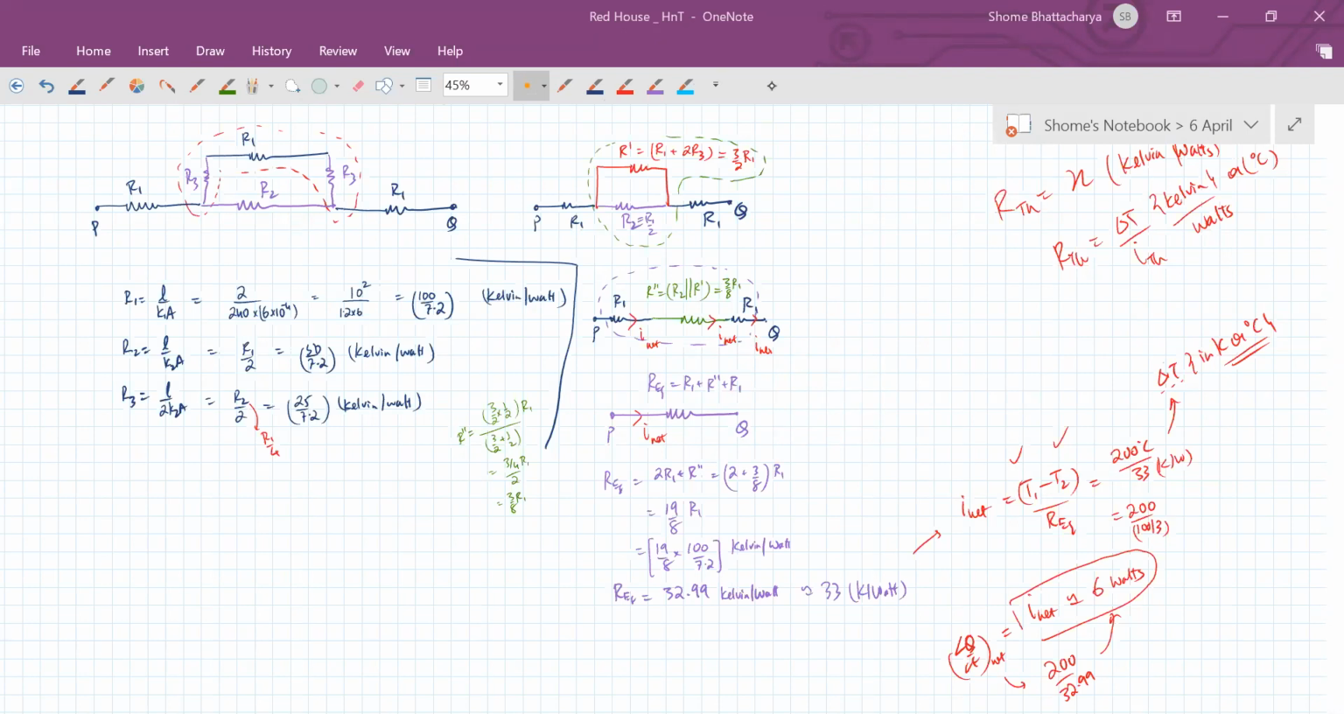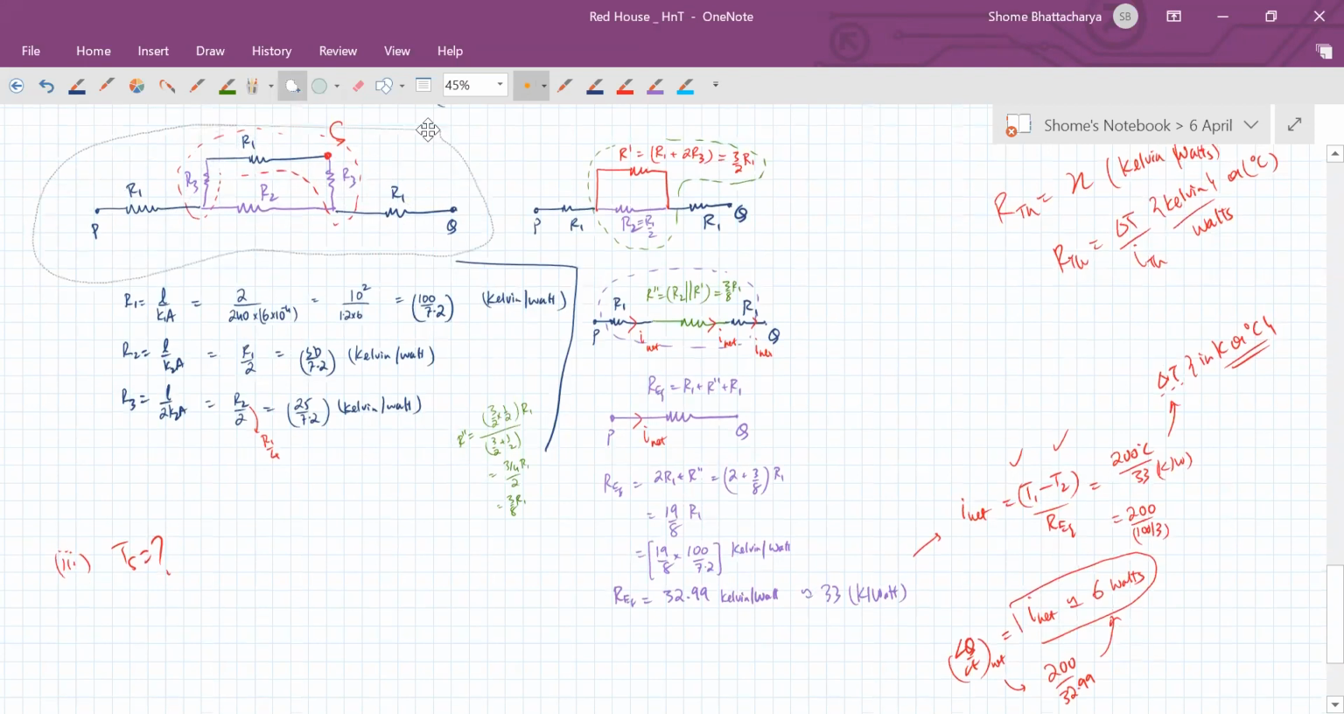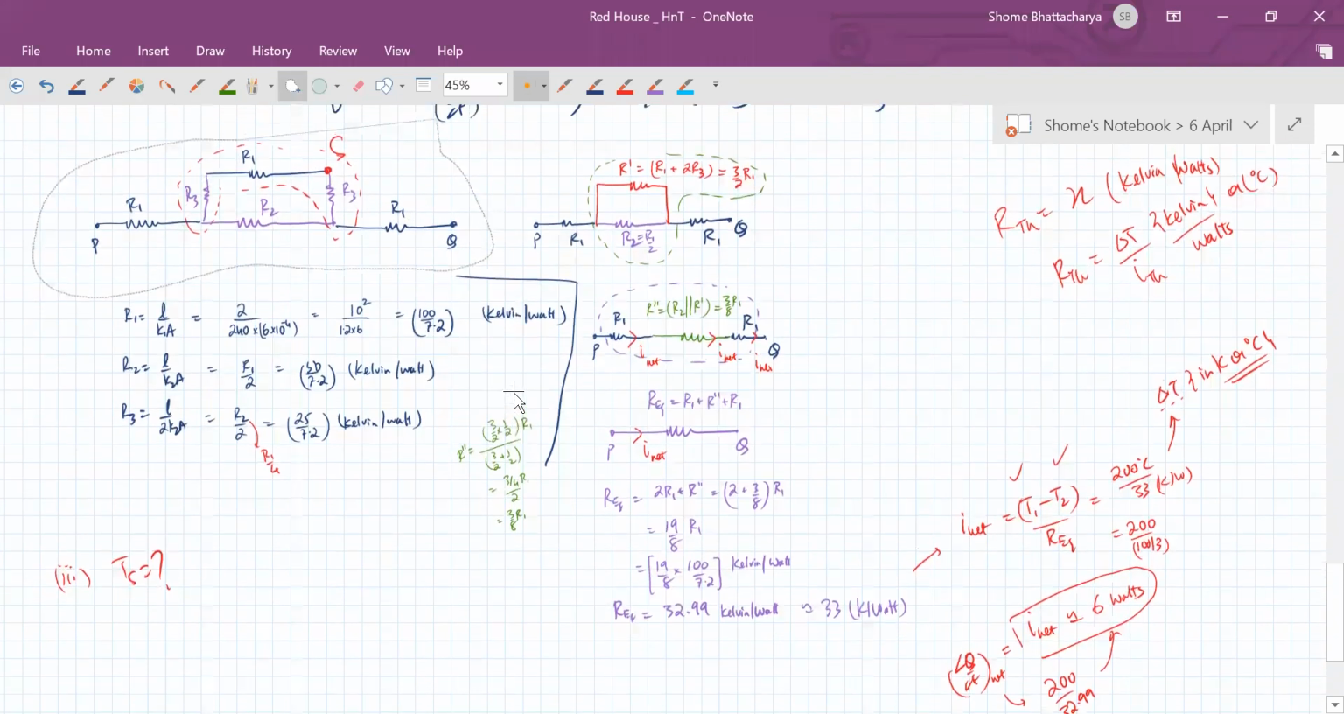Okay, now we have to find the temperature of which point? We have to find the temperature at this corner point. So let's come to that thing next. So we want to find the temperature at this corner point. So third part of the question. Okay. So for that, see, we will concentrate on this circuit diagram. So I'm just taking this below.